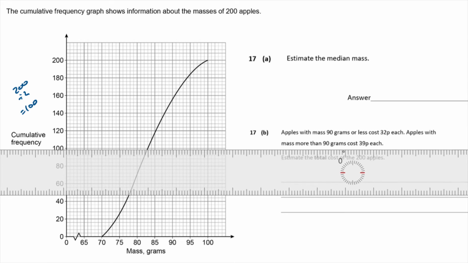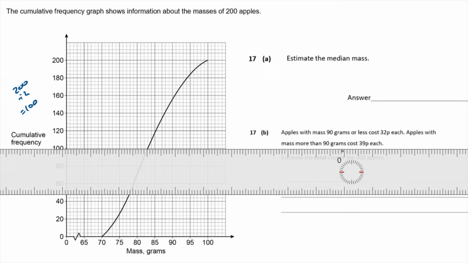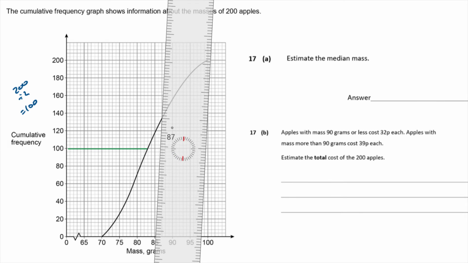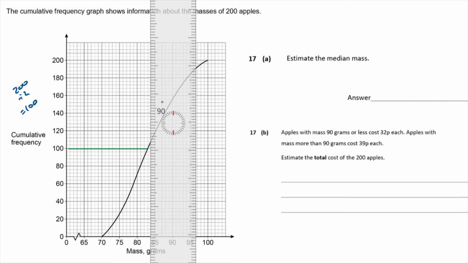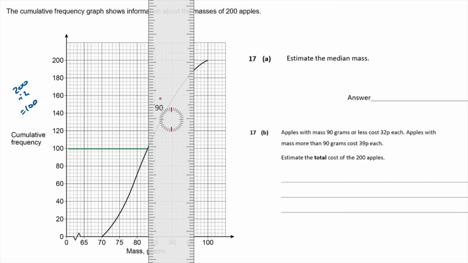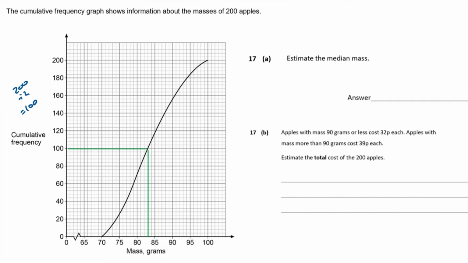So find 100 on my cumulative frequency, read across to the graph, change direction, read down. Actually drawing the lines on it like this is a good method to show, so it's a good idea to do it. So what's that then? It's between 80 and 85. So I've got 5 divisions between 80 and 85. Each one is worth 1. That's going to be 83 grams, then, isn't it? So the median mass is going to be 83 grams.